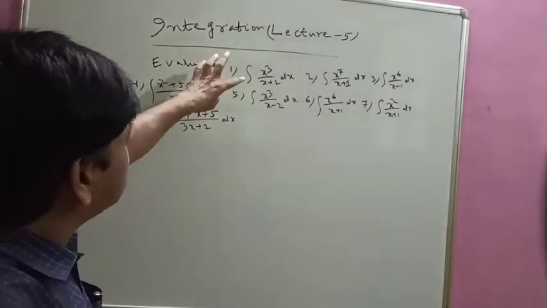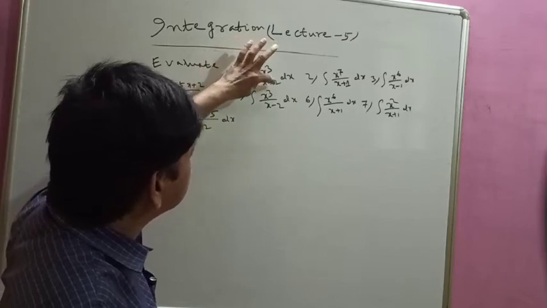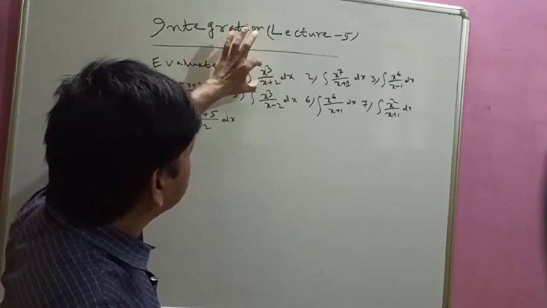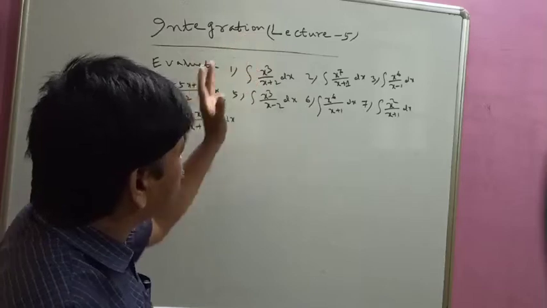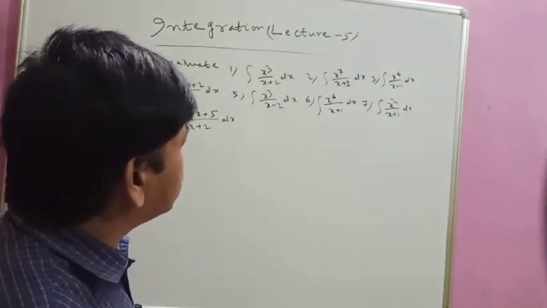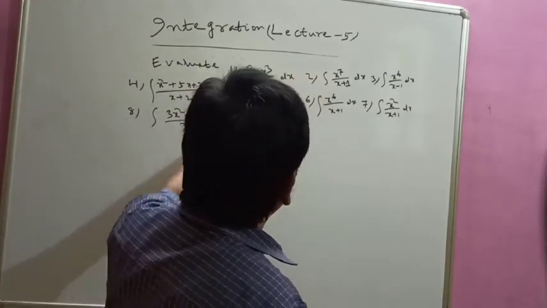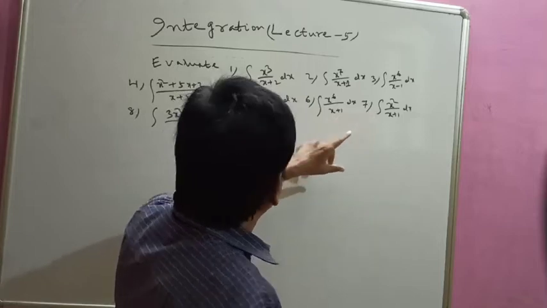Here the degree of the numerator is 3. Here the degree of the denominator is 1, because x plus 2 has degree 1. So the degree of the numerator is greater than the degree of the denominator, so we apply type 1. Here also the degree of the numerator is greater than the degree of the denominator. Similarly for all these questions.